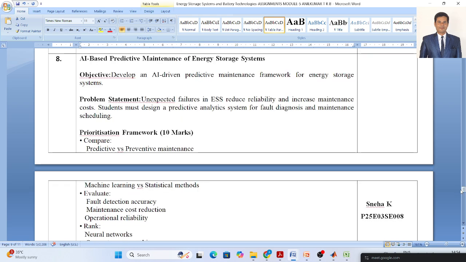Before finalizing the assignments. Okay, so here, predictive maintenance of energy storage, you have to monitor the energy storage systems, right, using AI. So what is your objective actually? The objective is to make an AI driven predictive maintenance framework for energy storage systems.